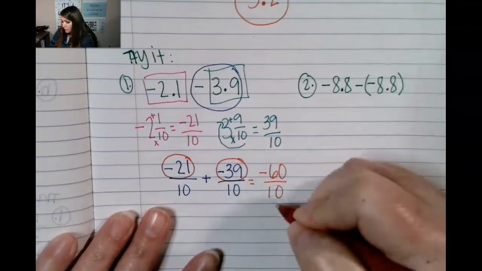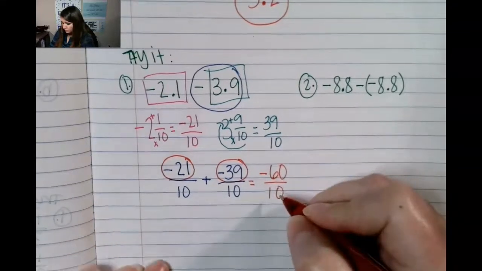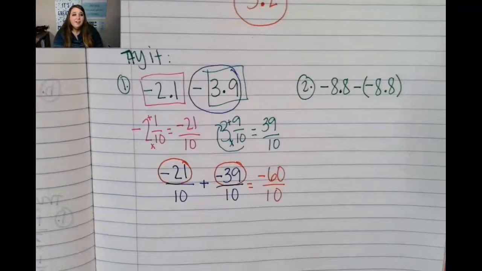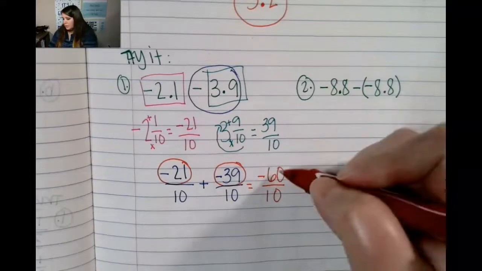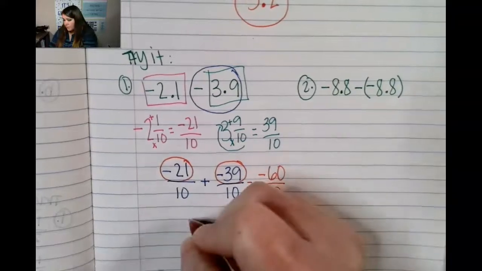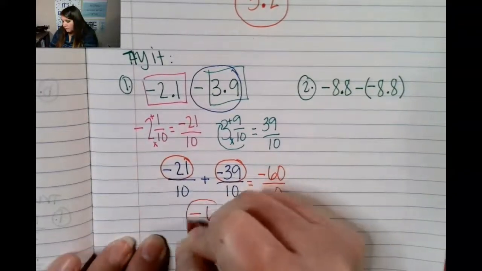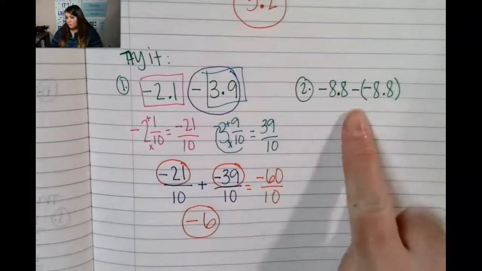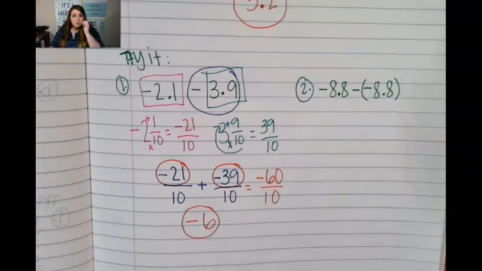And we can reduce this down. We can reduce this one down to be negative 6 because 60 divided by 10 equals 6. So we're just going to do negative 6. Okay. All right.